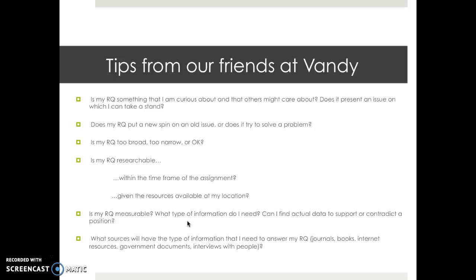If you want to know about a policy in a corporate office, and you're going to answer these questions about policy, well, you need to check with someone in HR to make sure that you're going to have access to the data that you need. And then that goes into this next point: what sources will have the type of information that you need? So start thinking, can you get things by looking in journals and books? But you're going to have to probably do interviews or surveys with people.